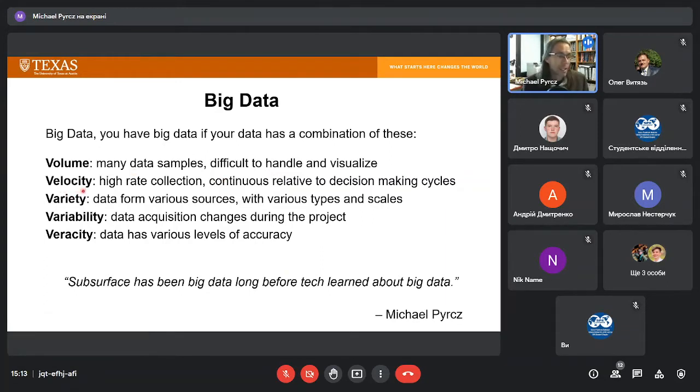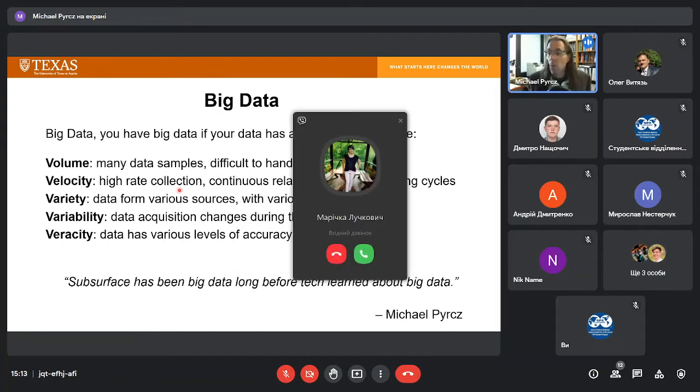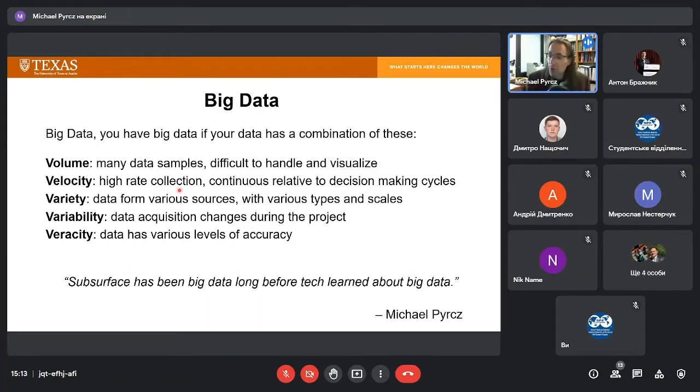What about velocity? We have a high rate of collection of data. In fact, those who work in the industry will know that we're always challenged to go through our workflows and process the data in time to keep up with the bit. We're always trying to keep up with the drilling operation. So we have velocity too. Let me do one more.